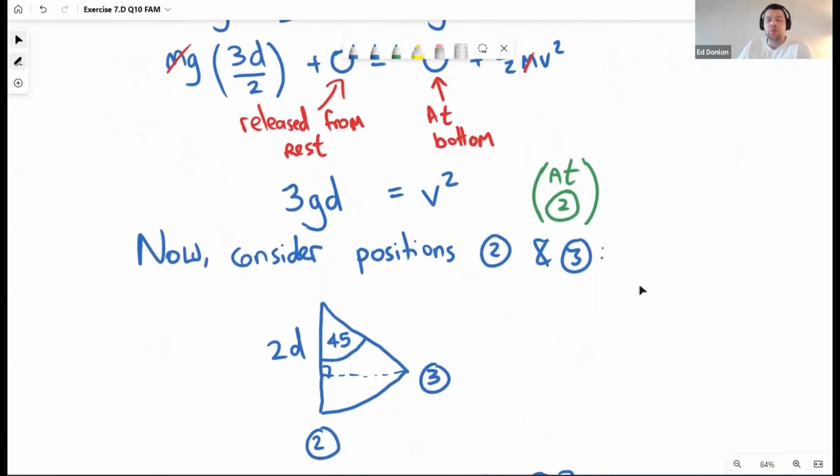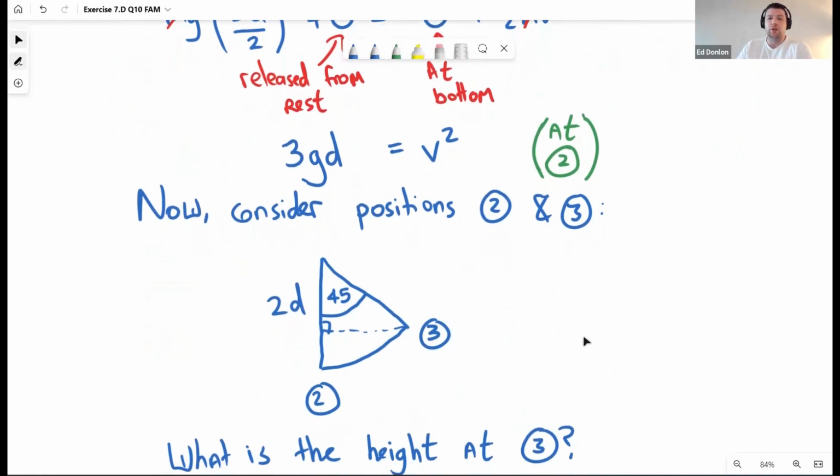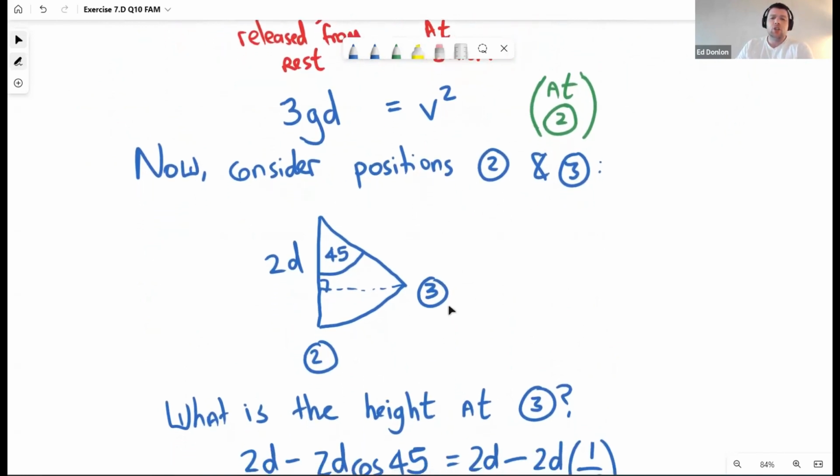So now let's consider positions 2 and 3. They want us to find the velocity at position 3, when the string makes an angle of 45 degrees with the vertical. Position 2, same as before, is the very bottom of the motion, and 3 is when we make this angle of 45. So again, we're going to have to find the height of position 3. The height of position 2, we know, is 0.